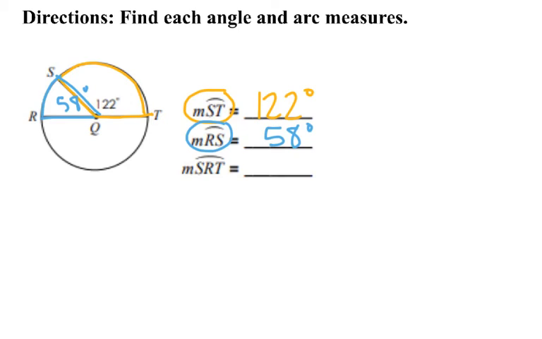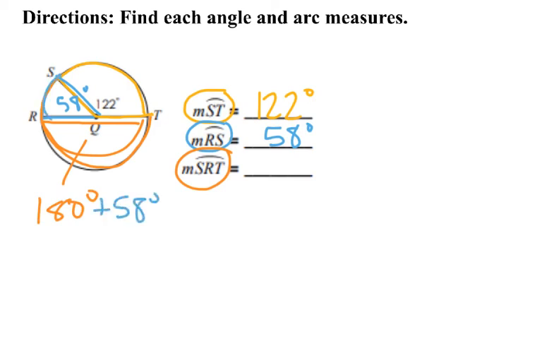And then the last one I'm going to find is from S to R to T. So 3 letters. I know my answer is going to be more than 180. I know that this down here is a semicircle, so it's 180 degrees. And I know that the part in blue is 58. So if I add those 2 together, I get 238. So that's the measure of S to R to T.